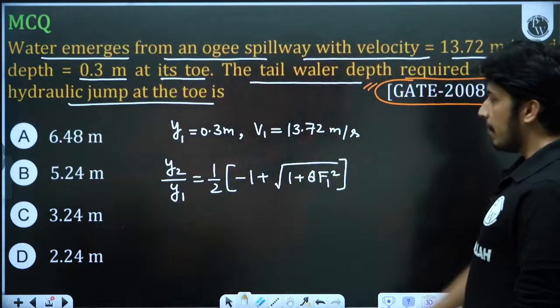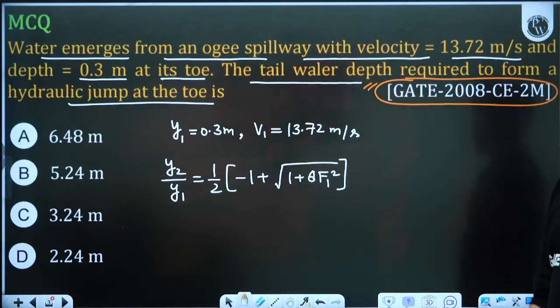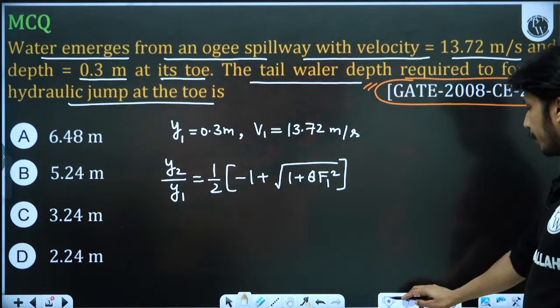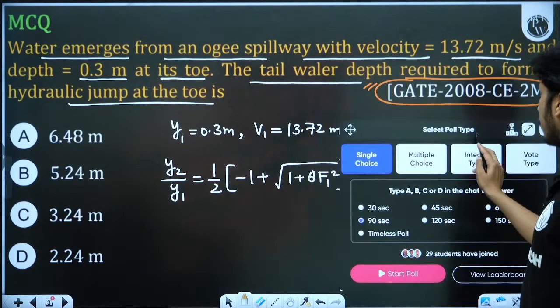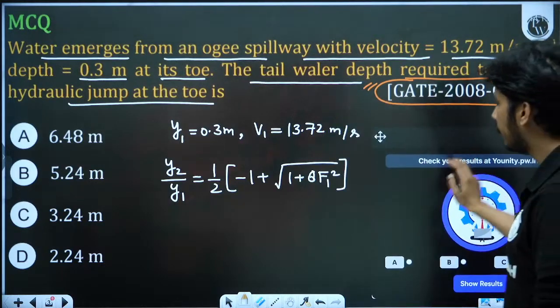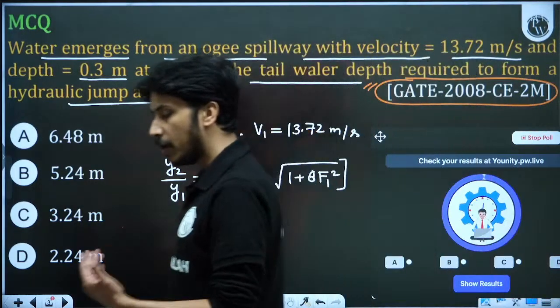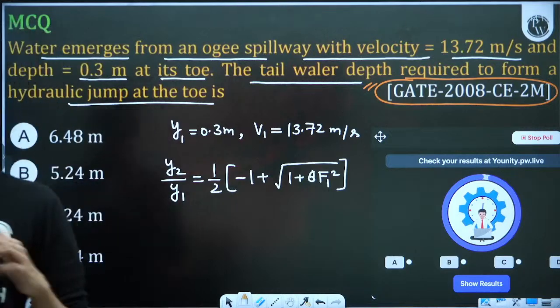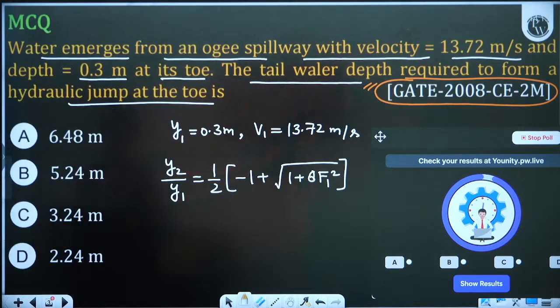So use this y1 and v1 to calculate f1, and when you calculate f1, you will get the y2 value. So this is the method to solve this question. This was for 2 marks. So definitely you will need 120 seconds, because first you have to calculate the Froude number, then you have to apply it in this formula. So I have given you 2 minutes. Solve this question and give me the answer.